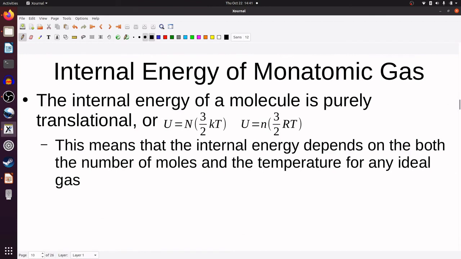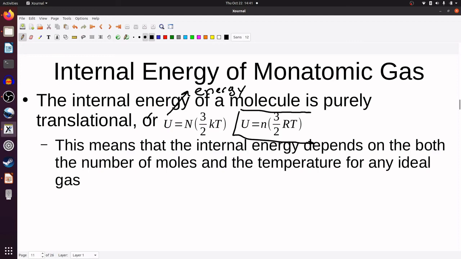Internal energy of a monatomic gas. So it turns out that the internal energy is purely translational. There's no real rotational motion to speak of, and so the only real energy coming from it is the translational, and that is the internal energy. So what we can say is we have U, which is energy, and I think I talked about how sometimes I want to write U for potential energy. And that's equal to N 3/2 kT, or U is equal to n, little n moles, 3/2 RT.